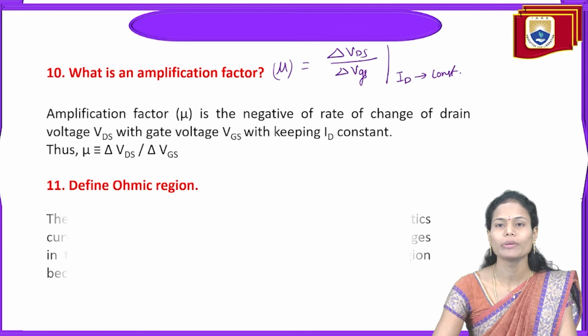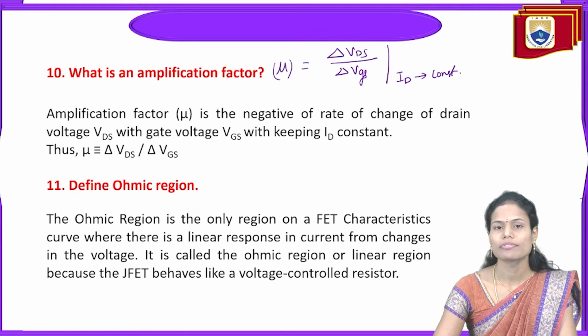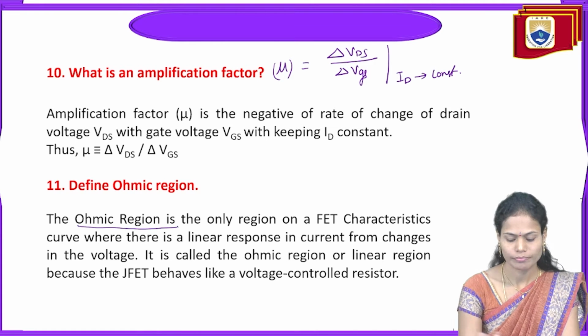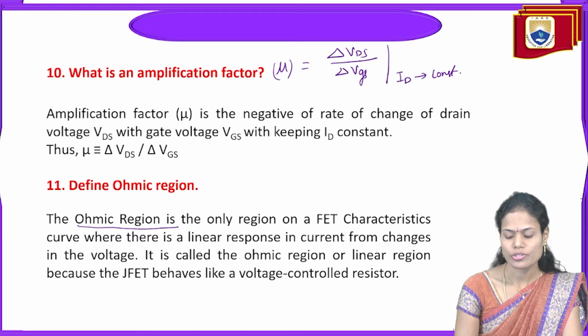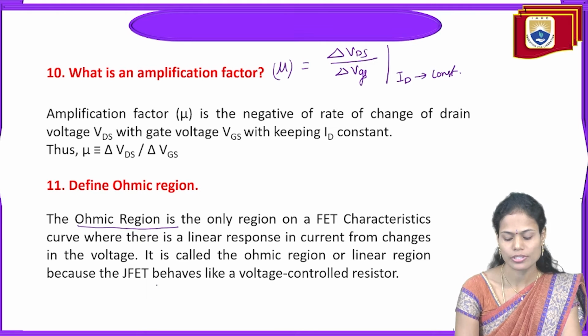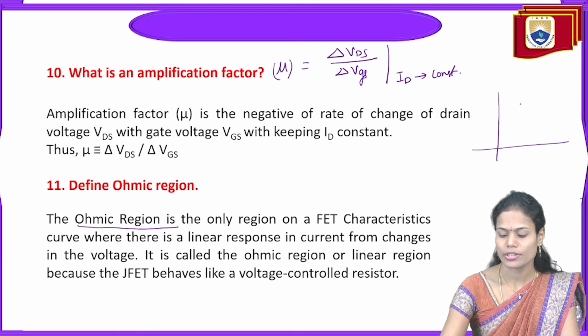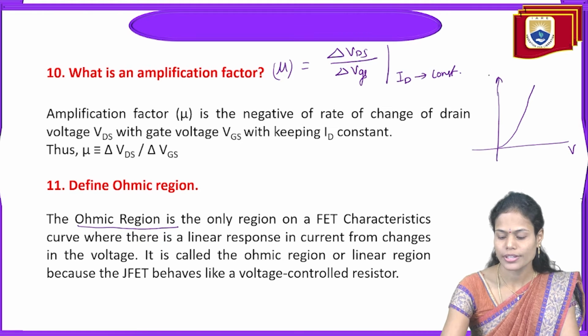And next, define ohmic region. So ohmic region is one of the operating regions of the FET here. So this we can see in the characteristics of the MOSFET or FET. Here it is a linear response in current from changes in the voltage. It is called ohmic region or linear region because JFET behaves like a voltage controlled resistor in the ohmic region. Why? Because in this particular ohmic region, the response of the FET is like this. This is the input voltage and this is the drain current.